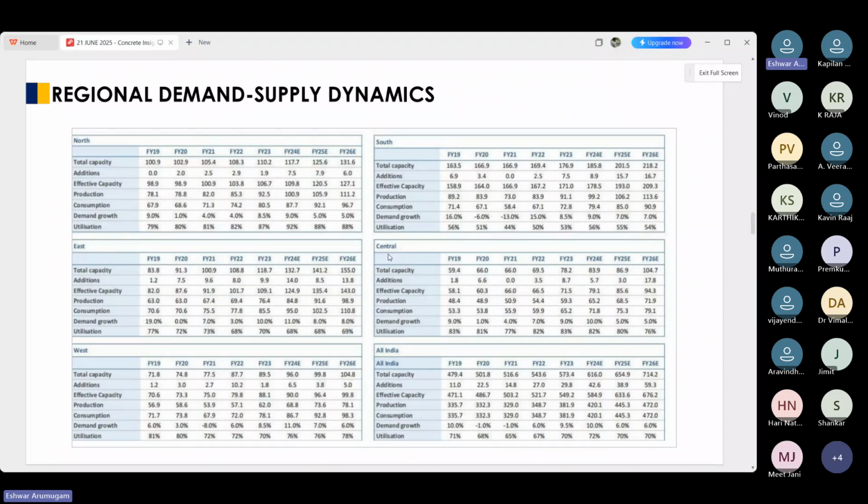If we look at the central region, it is a little bit underpenetrated in comparison to the other regions. Key drivers for this market would be rising housing demand and better infrastructure as well. So these are the regional demand and supply dynamics. Each market works in its own different way, independent of each other.